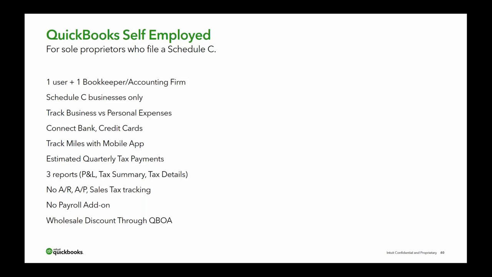to this product. However, you as an accountant do have the ability to add, if you're creating a brand new self-employed product for somebody, you can do a wholesale discount through QuickBooks Online. It's like maybe $5 a month, I think.